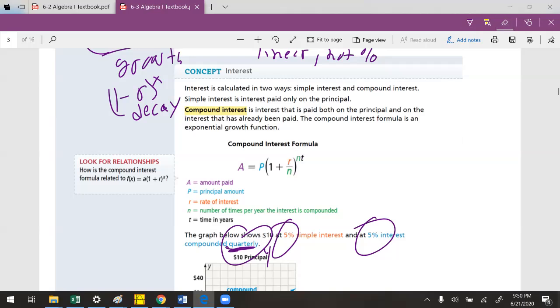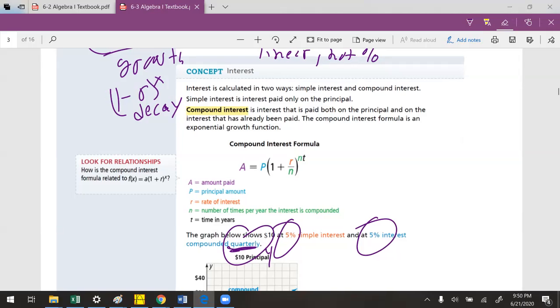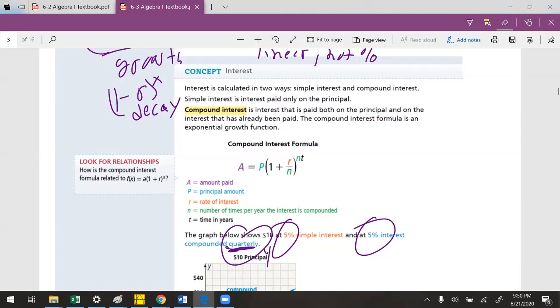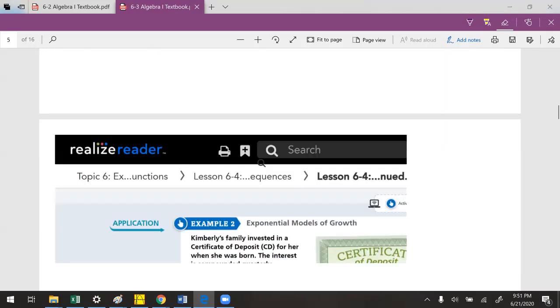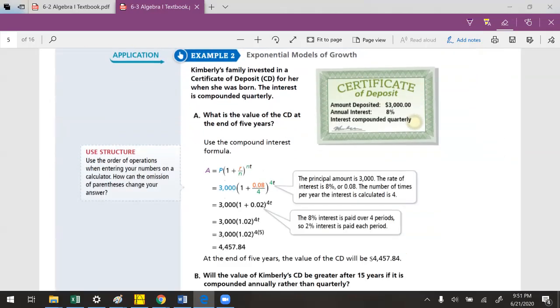Know this function here. What you start off with, your percentage over the number of times, the number over to the power of the number of times how many years, okay? It looks complicated, but let's look at an example here, okay?